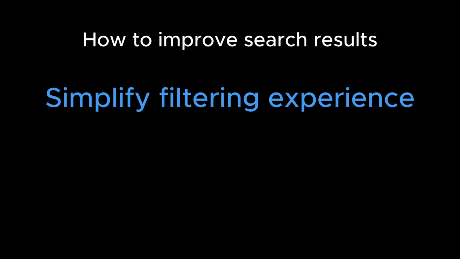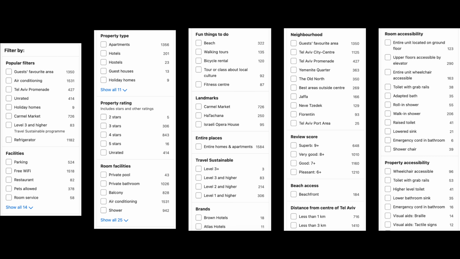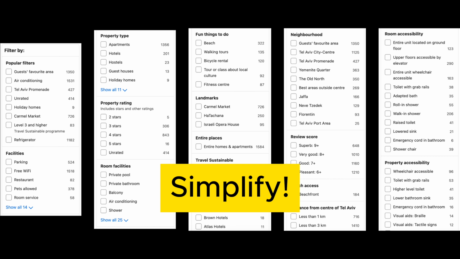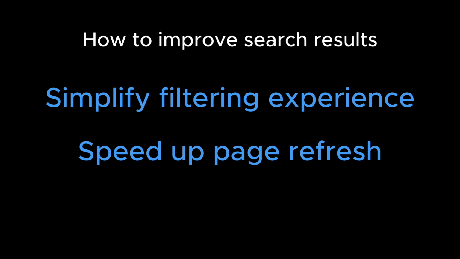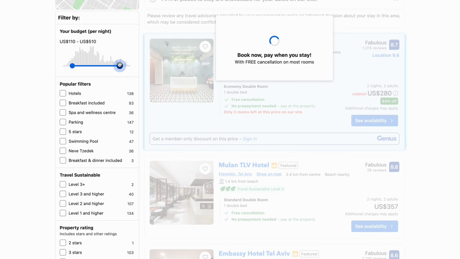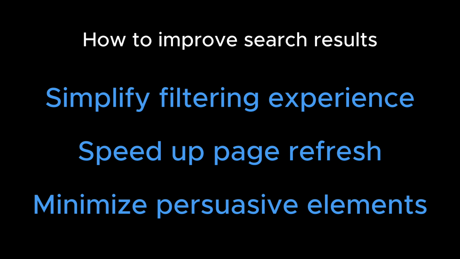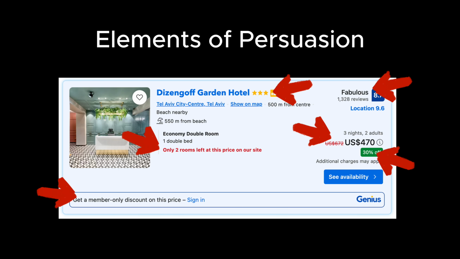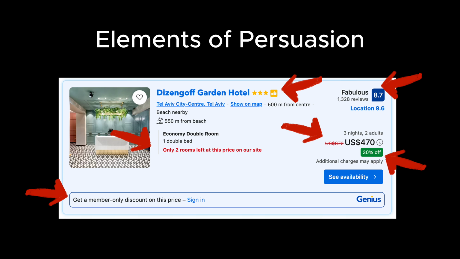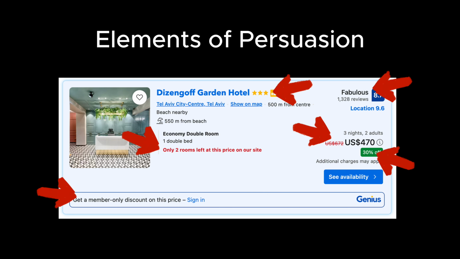What could be improved in the design of the search results page? Simplify the filtering experience. Prioritize the most important filters and offer them in popular filters. Get rid of unnecessary filters. Speed up page refresh time, optimally to 1 second. Minimize the use of persuasive buttons. I understand that Booking's primary goal is to make the user book the property, but the overuse of elements that force the user to do it will look a bit annoying for anyone familiar with human psychology.